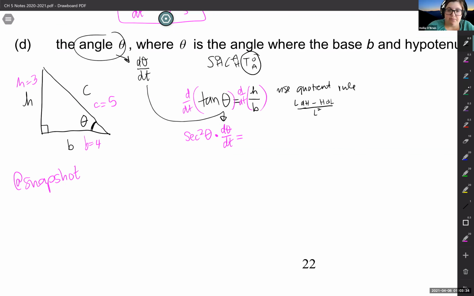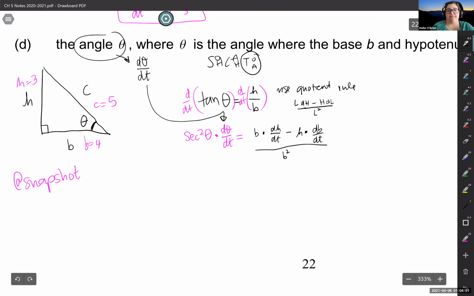So low, which is B, times the derivative of the high. The derivative of the top is H. So the derivative of H is 1 times dH dt. Take high, that's the one on top, which is H, times the derivative of the one on the bottom. Well, derivative of B is 1 times, how is B changing with time? So B d dt, cross the line and square the low. Okay. Perfect.